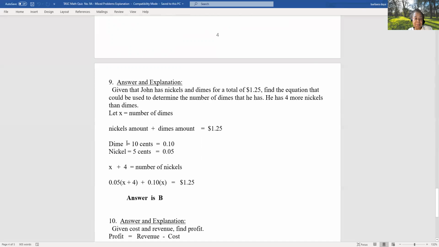Now a dime is 10 cents. That's 1/10 of a dollar, which is 0.10. A nickel is 5 cents. That's 5/100ths of a dollar, which is 0.05. Now we were told that he has 4 more nickels than dimes. That means X plus 4 equal number of nickels.